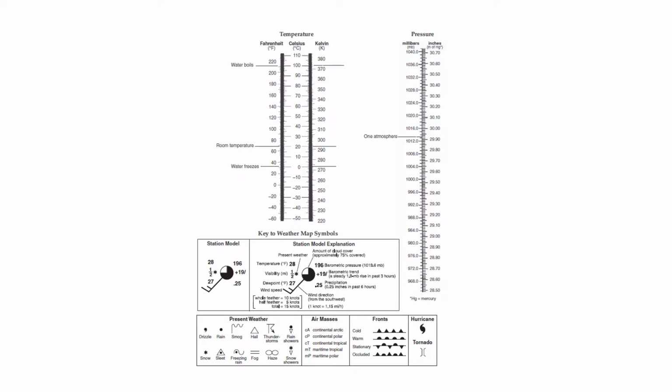You can also see the weather map symbols and the station models with all of the properties. You're given the air masses, and if you remember, the air masses are these large parcels of air with similar temperature and conditions. You're given the front symbols, so you have a lot of information from our meteorology unit at your fingertips.